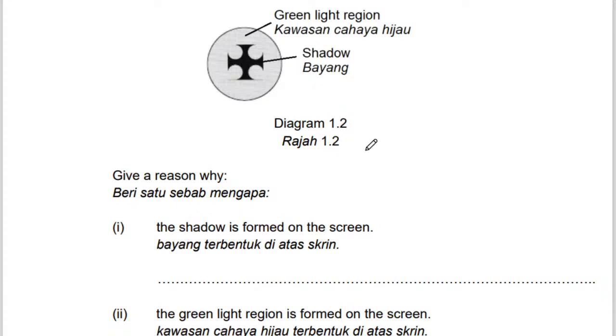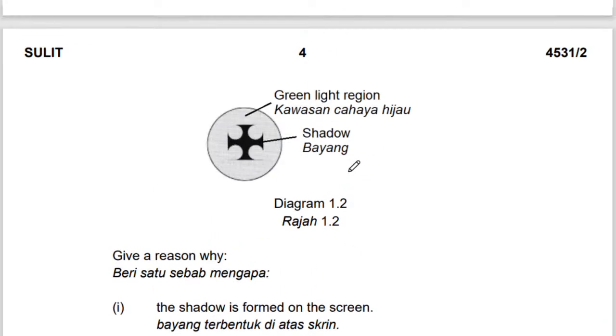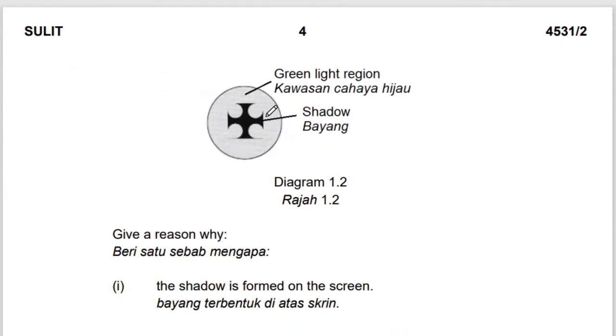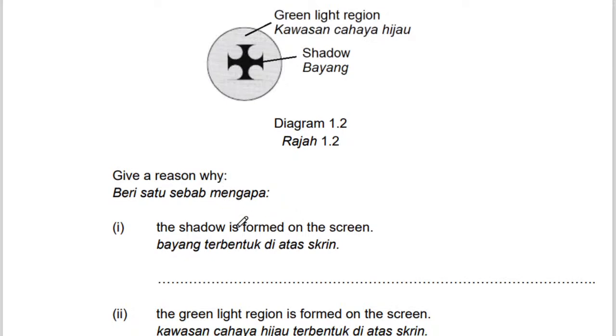What is the answer? Show again. So when S1 and S2 are switched on, shadow forms on the screen. So the question now: give a reason why the shadow is formed on the screen.